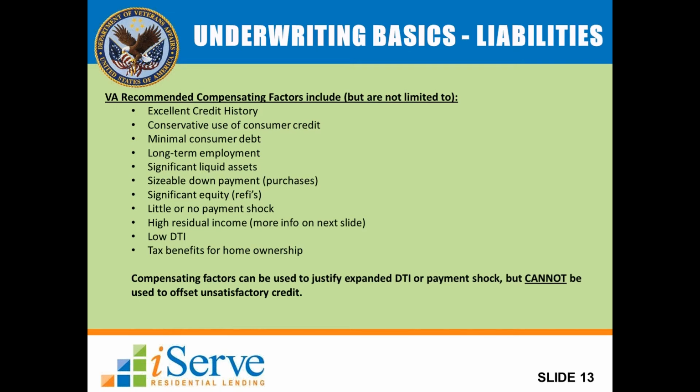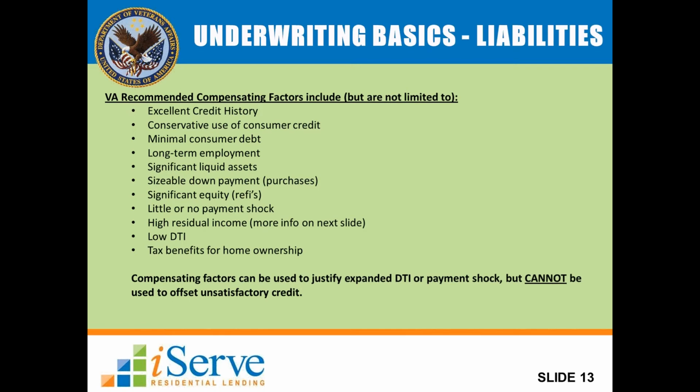Now, VA does specify that compensating factors are great for justifying an expanded DTI. However, they cannot be used to offset unsatisfactory credit items. So you can't overlook a judgment, let's say, for example, because they have some money in the bank. In fact, that's all the more reason for them to pay it off.